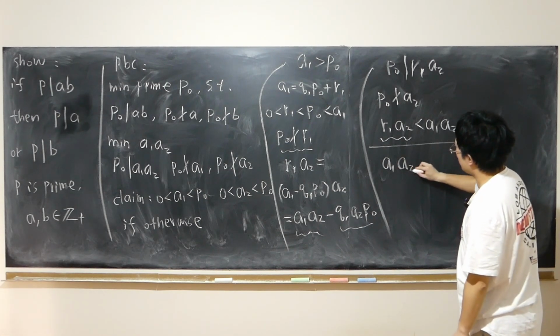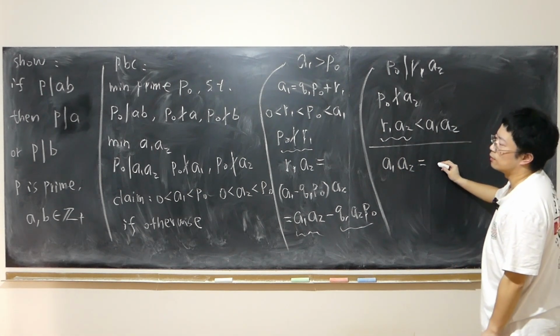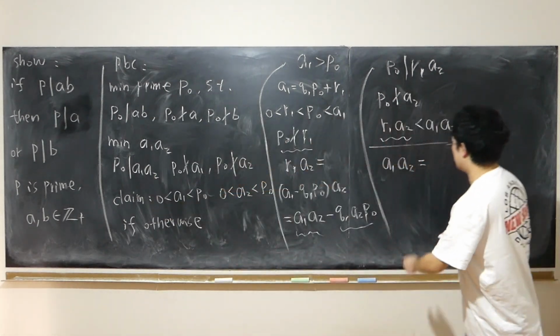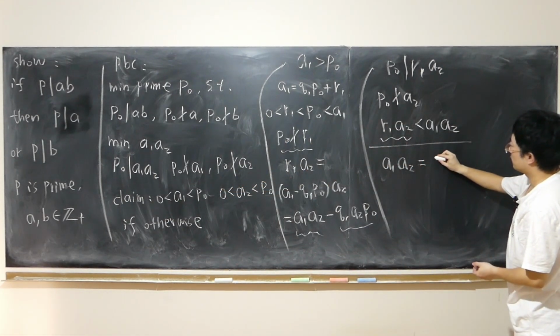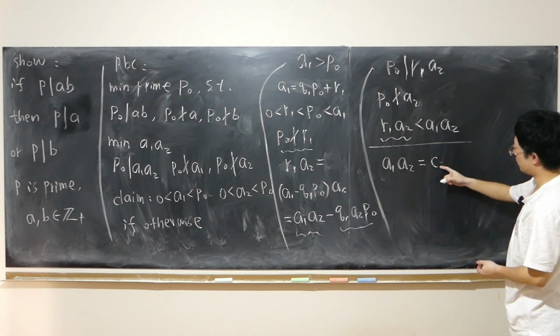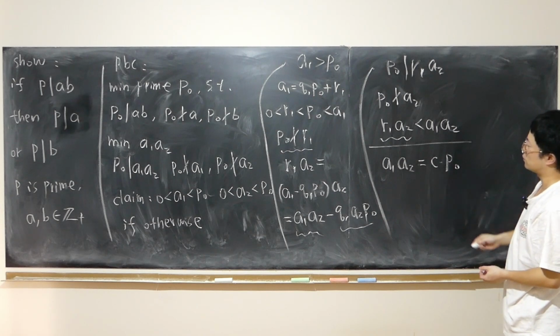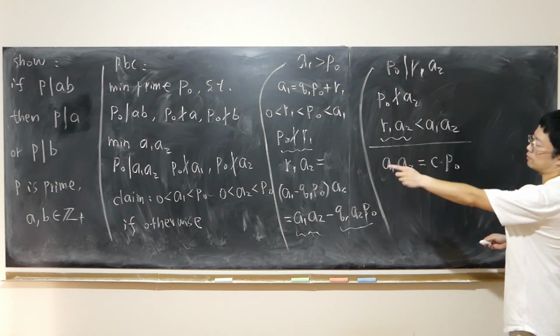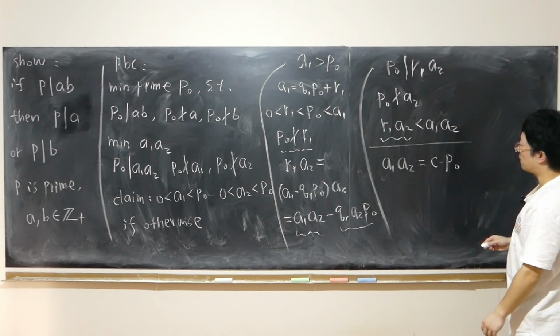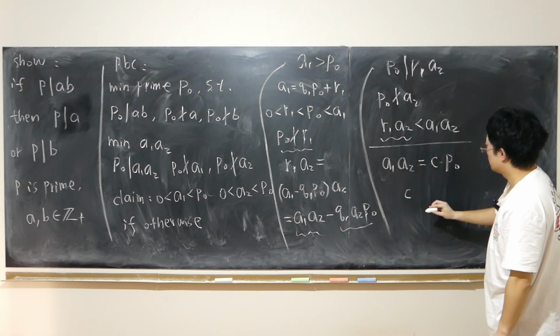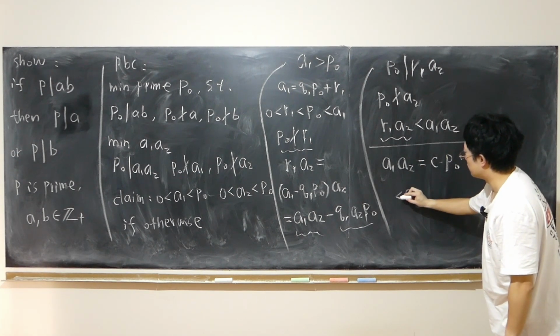A1 times A2, because P naught divides A1 times A2, can be written as some constant times P naught, where C is some positive integer. That's what it means by divides. So in this case, I say C must be strictly greater than 1.